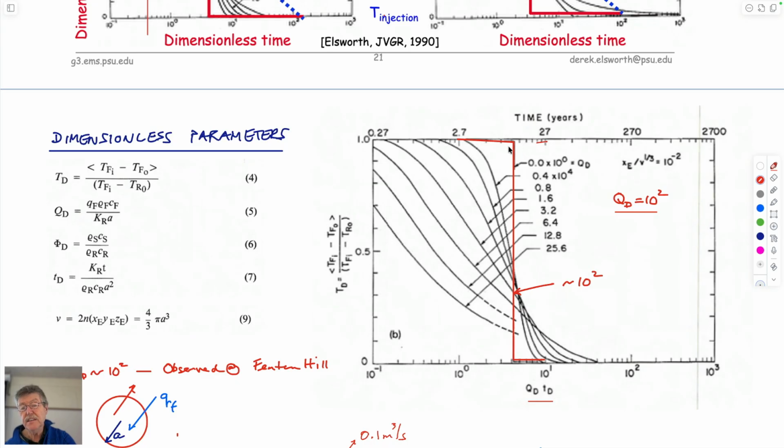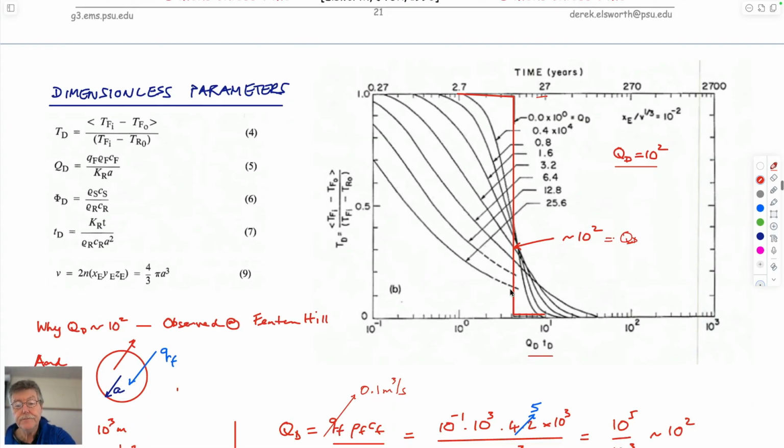So maybe this isn't ideal. This is 2.7. I don't know. Maybe this is 10 years. Too low, really. But if you look at the magnitude for this value of QD, then these are magnitudes here, and we'd like to be on this curve.